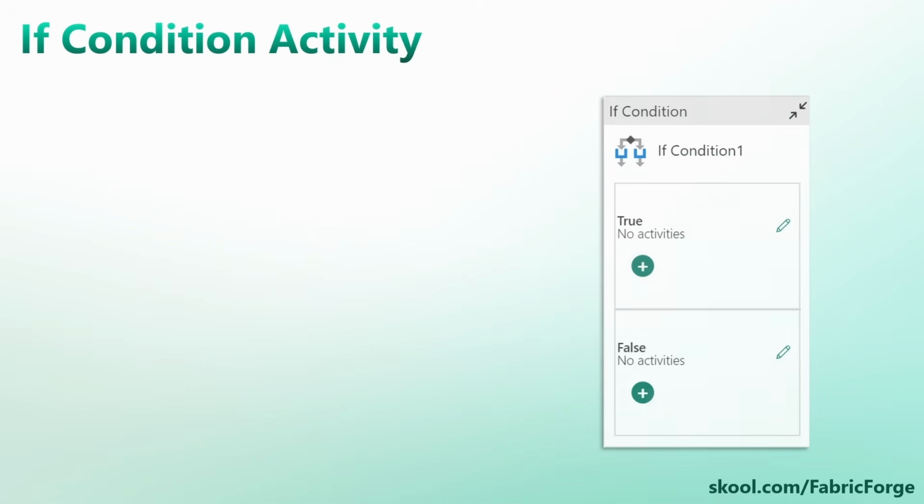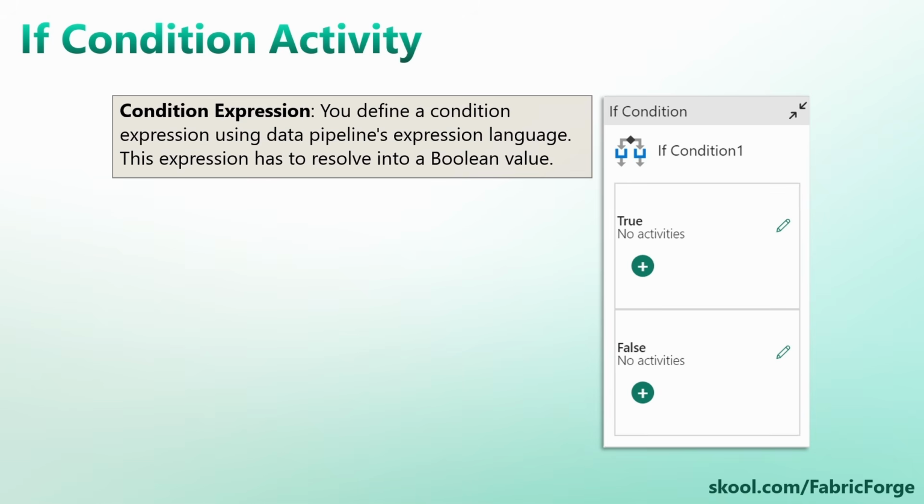Here we can see how the if condition activity looks in the data pipeline UI. First, for the if condition, we would have to define a condition expression using the pipeline's expression language. The only limitation for this expression is that the output of the expression has to be a Boolean value, meaning that it has to resolve to true or false.